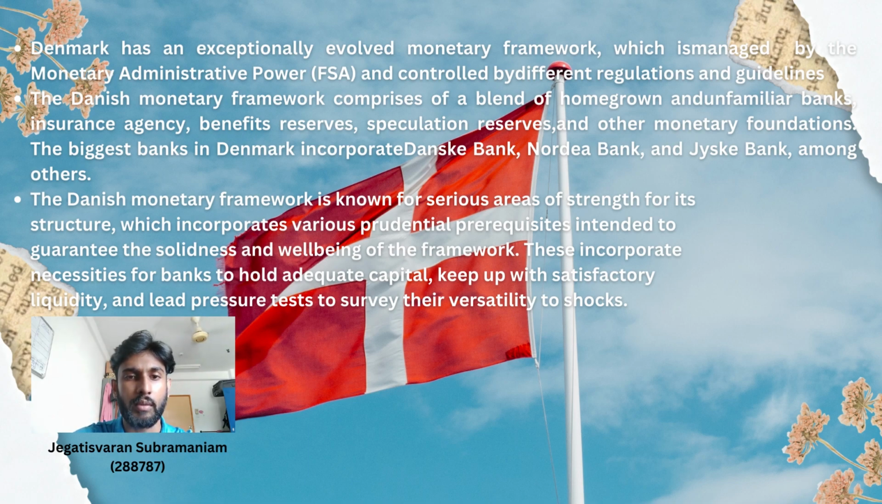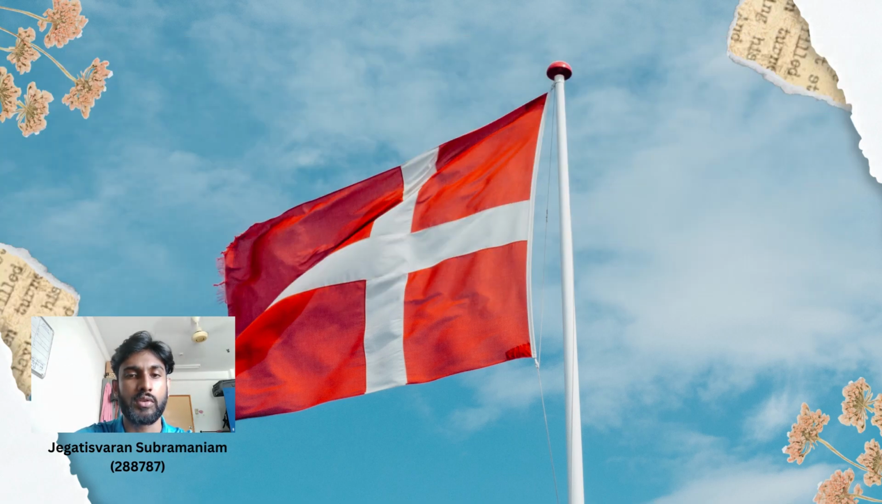The biggest banks in Denmark include Danske Bank, Nordea Bank, and Jyske Bank, among others. The Danish monetary framework is known for its strong structure, which incorporates various prudential requirements intended to guarantee the stability and soundness of the system. This includes requirements for banks to hold adequate capital, maintain adequate liquidity, and conduct stress tests to assess their resilience to shocks.